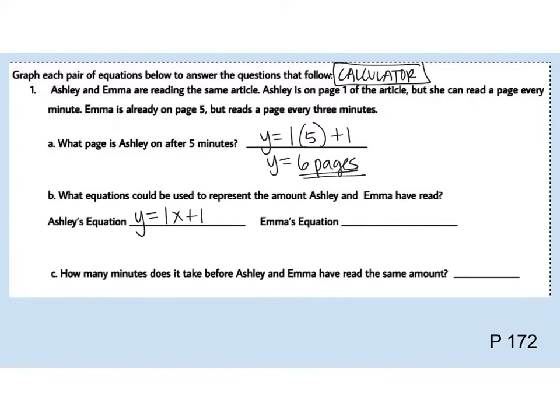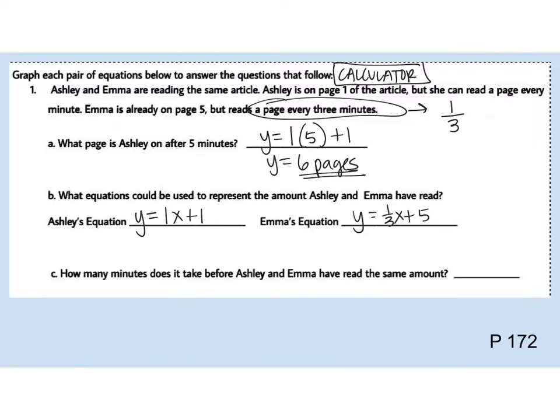And Emma's already on page 5, so I know that my initial starting point is at +5, so at 0 minutes she's at 5. But she only reads a page every 3 minutes, and that's a rate of 1 for every 3, so a third of whatever x is.